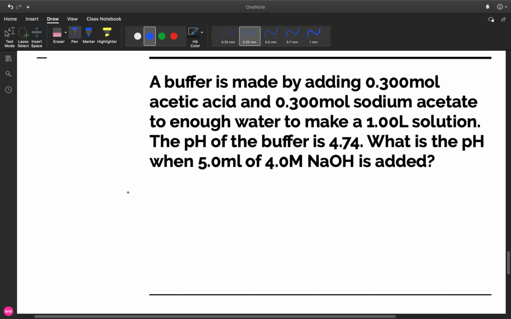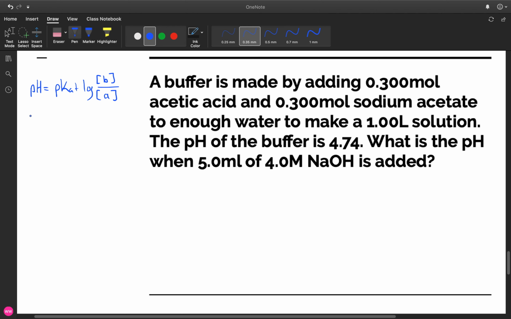So the first thing I want us all to realize is that when we're looking at this equation, we want to figure out what the pKa of the acetic acid is. And the way we're going to do this is by using the Henderson-Hasselbalch. The Henderson-Hasselbalch, once again, is pH is equal to pKa plus the log of the base over the acid.